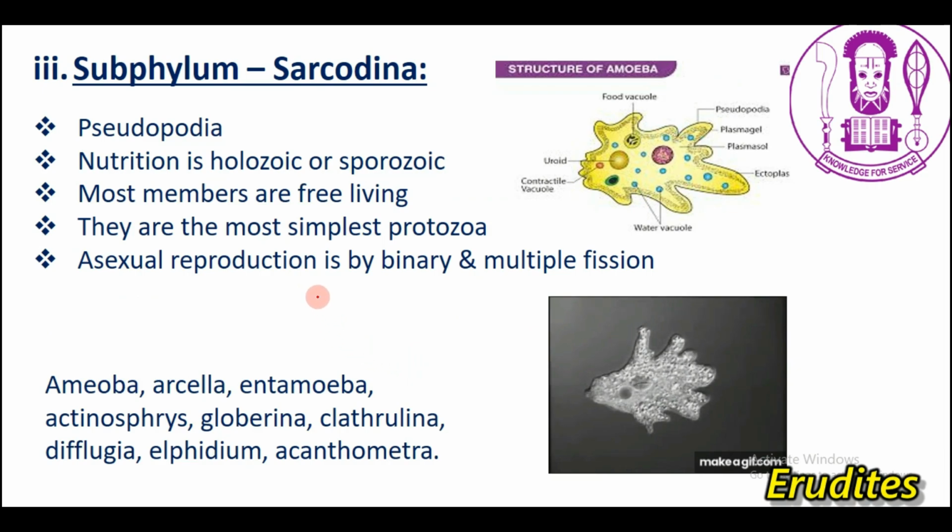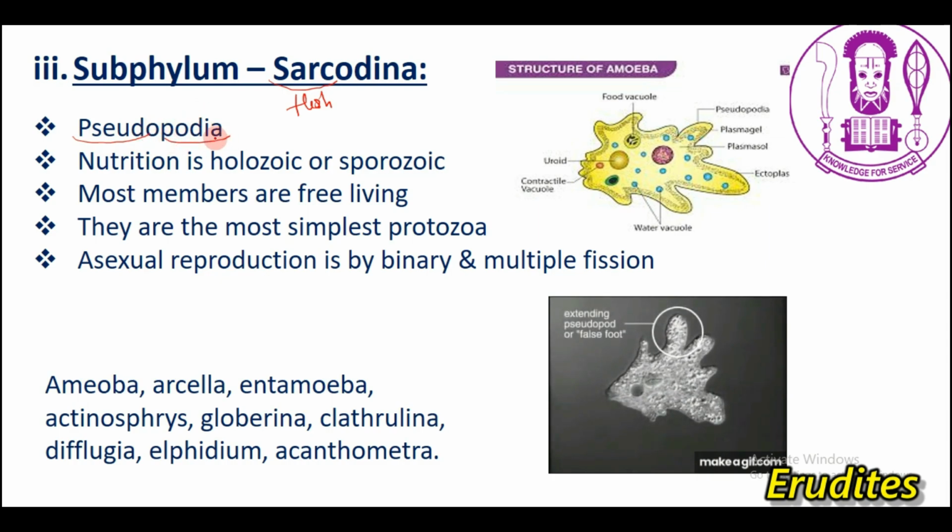So let's dash to the next subphylum, which is the subphylum Sarcodina. Like I said before, the word Sarcodina is derived from the word sarco, which means flesh. These organisms move with the help of pseudopodia. This is one of the unique features of the subphylum Sarcodina. The word pseudo means false, podia means feet. So these organisms move with the help of pseudopodia.